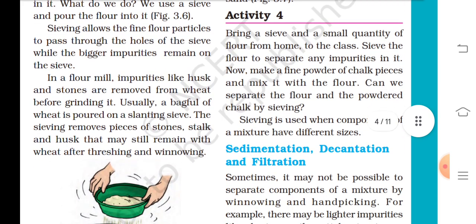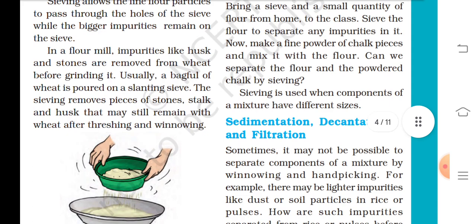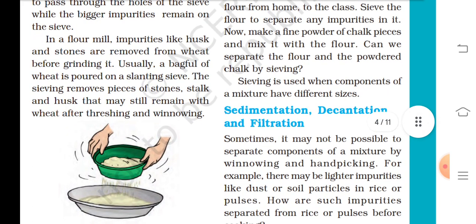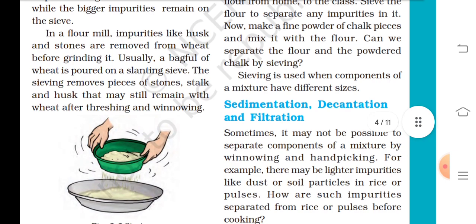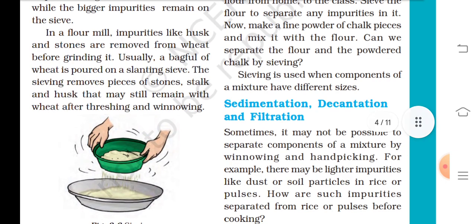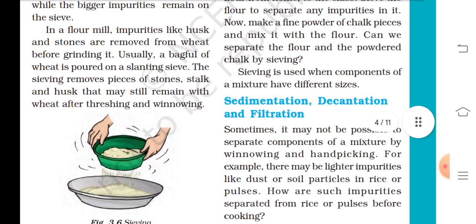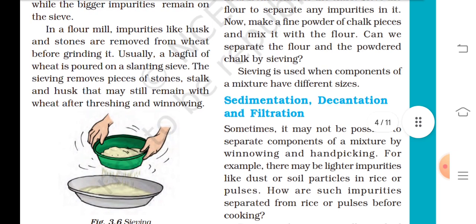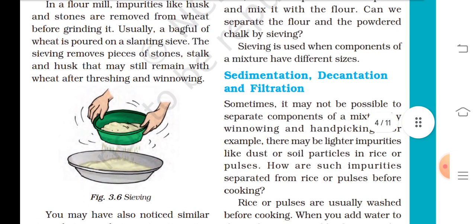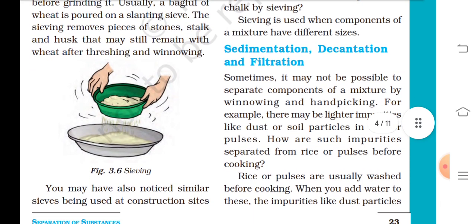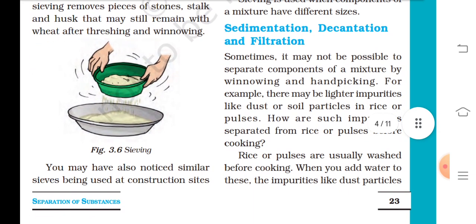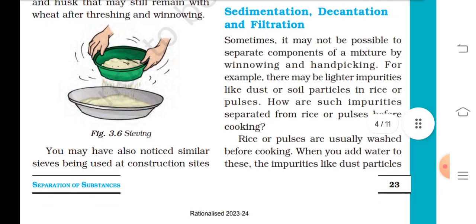Bring a sieve and a small quantity of flour from home to the class. Sieve the flour to separate any impurities in it. Now make a fine powder of chalk pieces and mix it with the flour. Can we separate the flour and the powdered chalk by sieving? Sieving is used when the components of a mixture have different sizes.